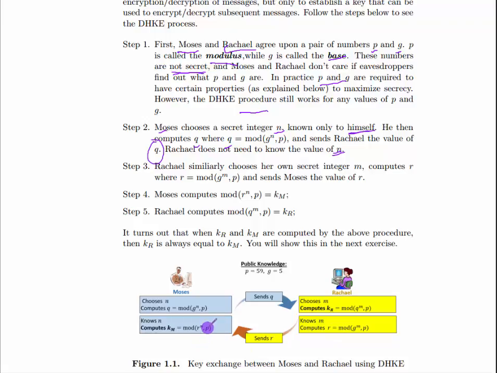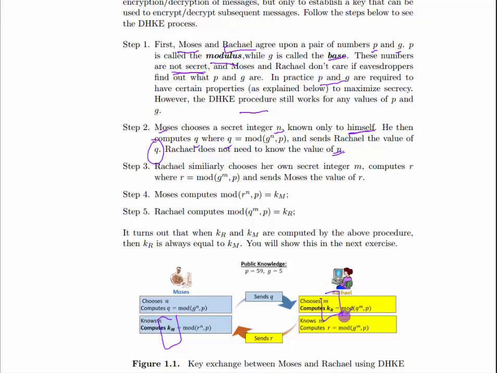Right now, you might think that nothing has happened because Rachel has her secret m, Moses has secret n, and neither one knows each other's secret. The magic comes when Moses takes this r that he gets from Rachel and raises it to the nth power, where n is his own secret key, and takes the result mod p. And Rachel does the same thing. She takes this q, which is public knowledge, raises it to m, which is her own secret, and takes the result mod p. So Moses gets this number km, and Rachel gets this number kr.